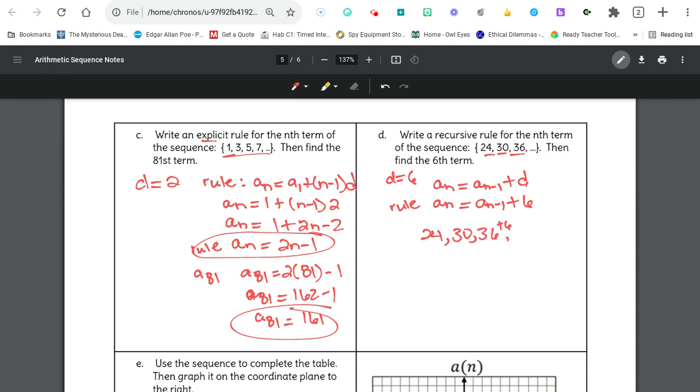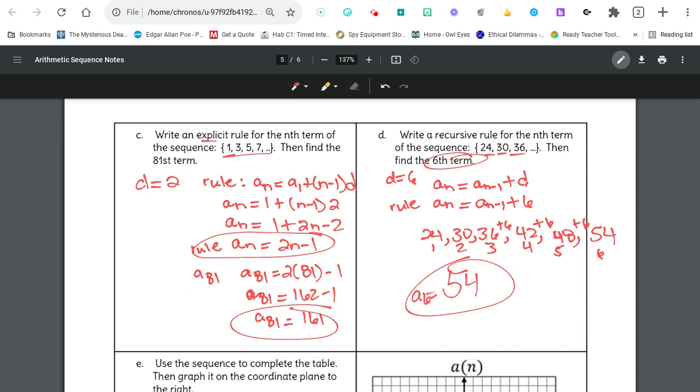Add 6. That gives us 42. Add 6, and we're looking for the 6th term. 1, 2, 3, 4. Add 6, that gives us 48. That's 5. Add 6, that gives us 54. That's the 6th term. So I'm going to put a sub 6 equals 54.